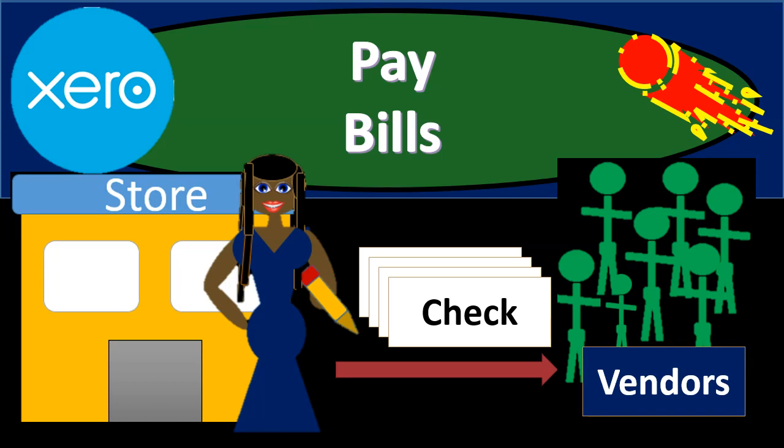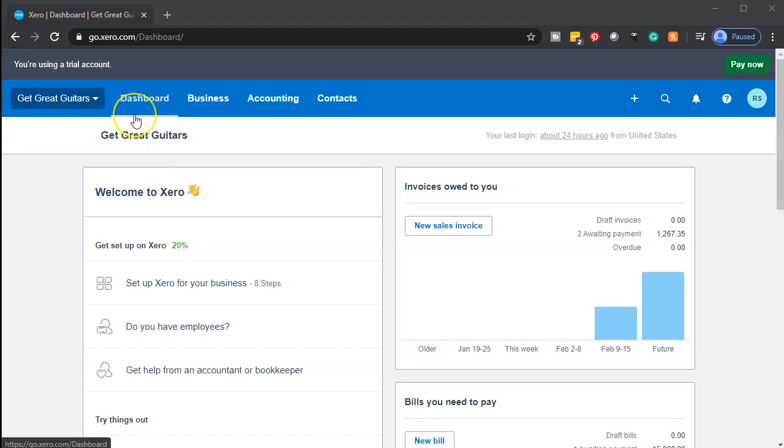In this presentation, we're going to use the pay bills feature. In other words, we have bills that have been entered in the past. Now we're going to be paying those bills, deciding which bills to pay, and paying those bills. Let's go with Xero. Here we are in the Get Great Guitars dashboard.